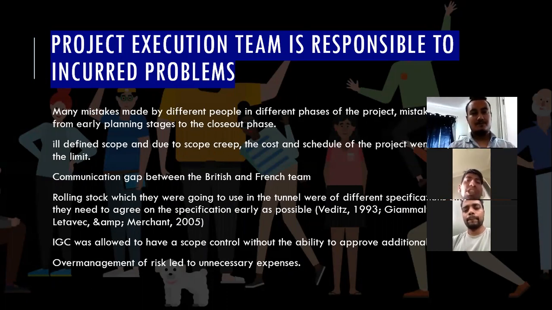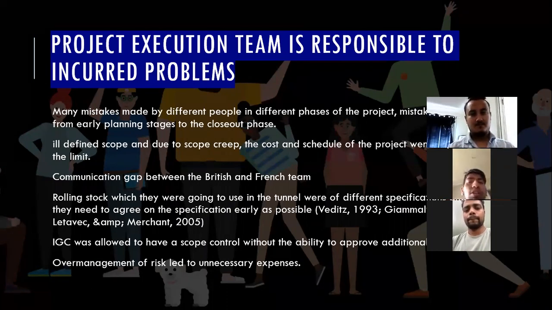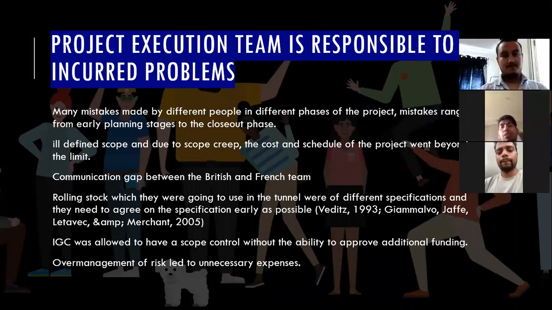How is the project execution team responsible for the problems that occurred in the project? Many mistakes were made by different people, in some instances due to the IGC's scope changes. It created problems in the budget, and due to the extended work, it ultimately hampered the total schedule. And due to the huge communication gap between the British and the French teams who were working on both ends of the tunnel, it was difficult for them to communicate.